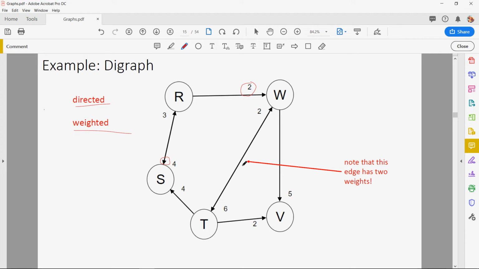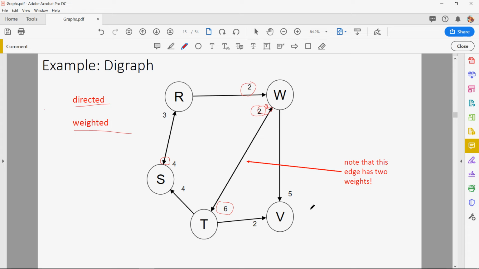And even though in our picture, let's say, for example, the edge from W to T and the edge from T to W is drawn as a single line with two arrows, it's actually two edges. It's an edge from T to W going this way, and it's an edge from W to T going this way. So in a visual picture, this edge would have two weights. It has a weight for the edge going from T to W, and it has a weight for the edge going from W to T. In my picture, I just put the weight next to the arrow if it's associated with the edge going that direction. So the T to W edge would have a weight of 2, and the W to T edge would have a weight of 6.